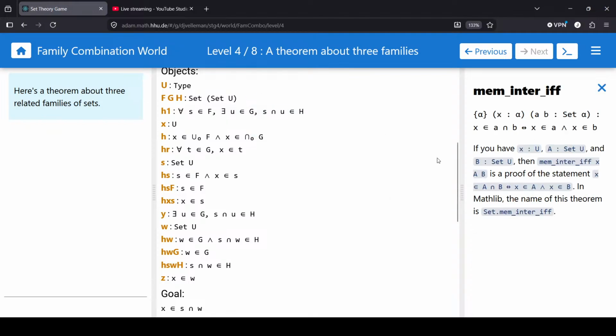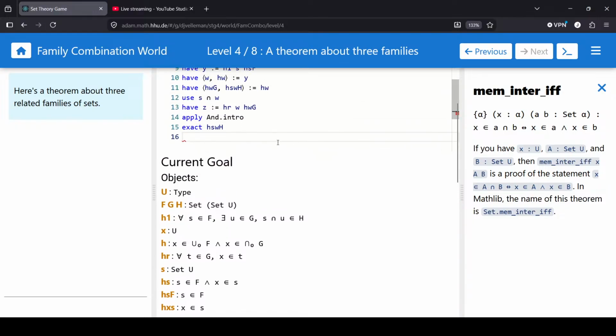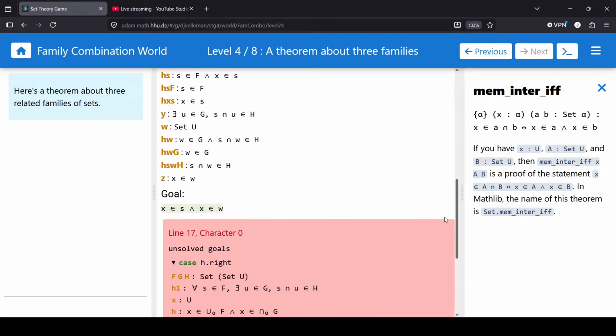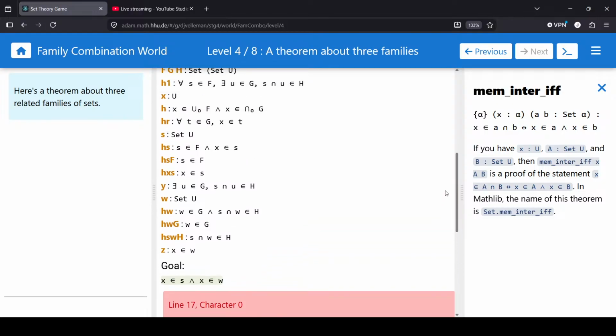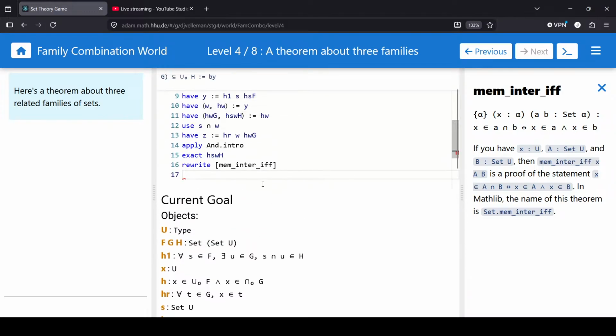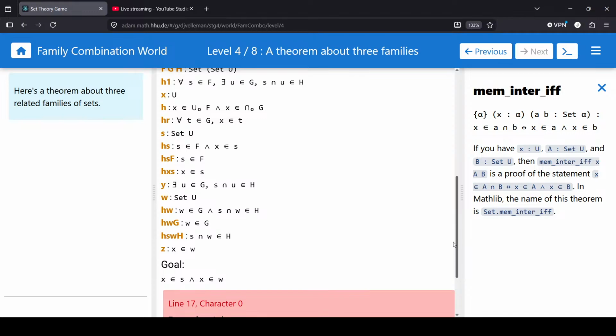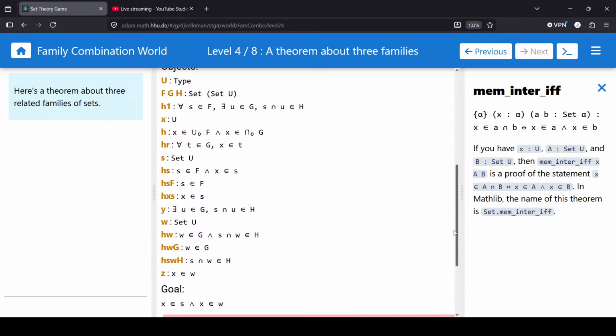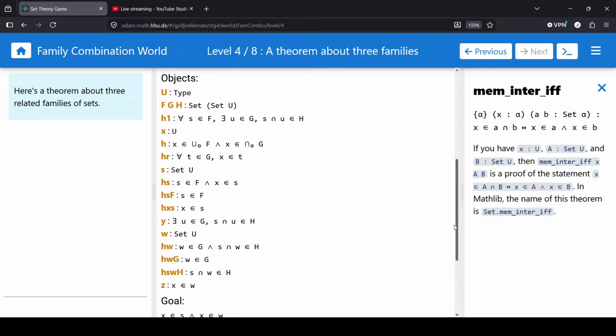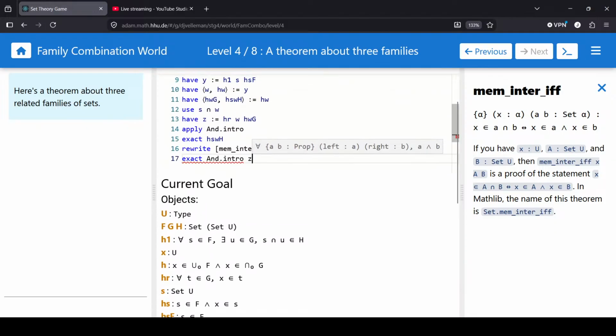So we want to rewrite the goal to mem inter if. And that should give us this goal. And now we have both of those separately, so we can just do an intro and rintro. Okay. XS and XW. Oh, I called it Z. Well, Z it is.